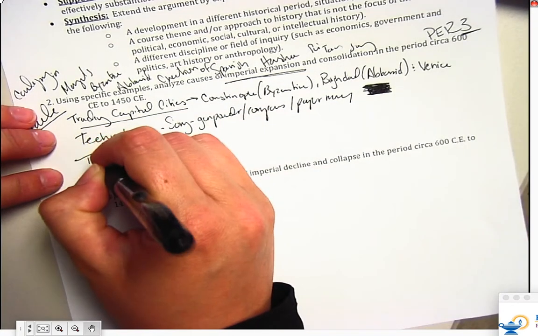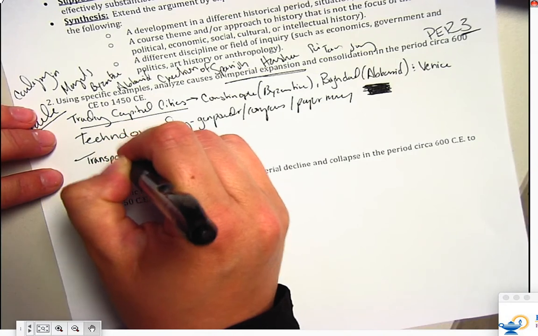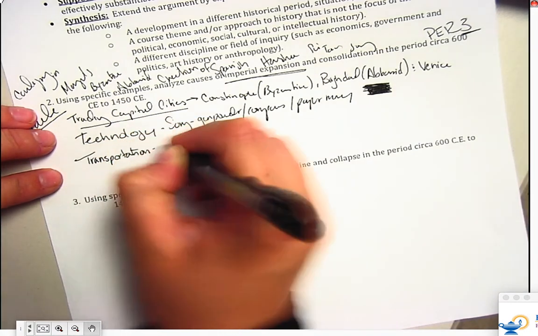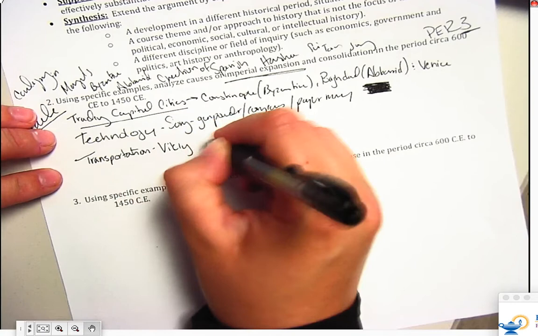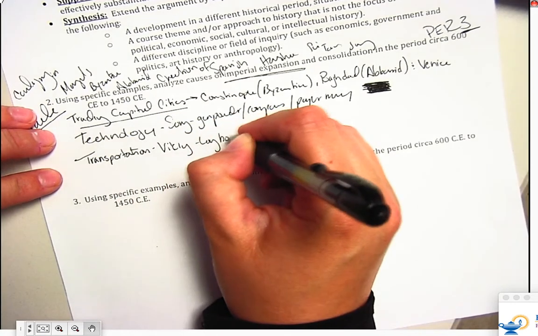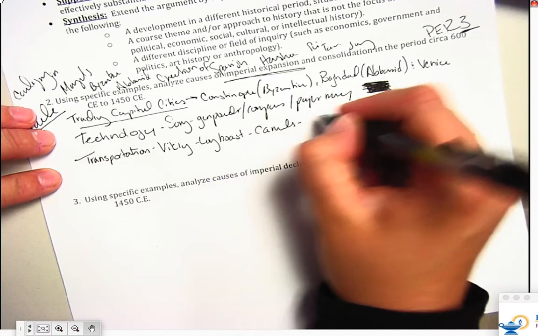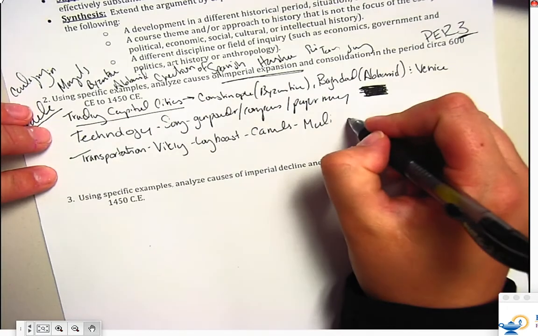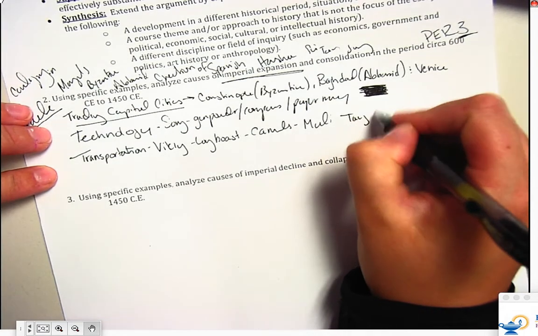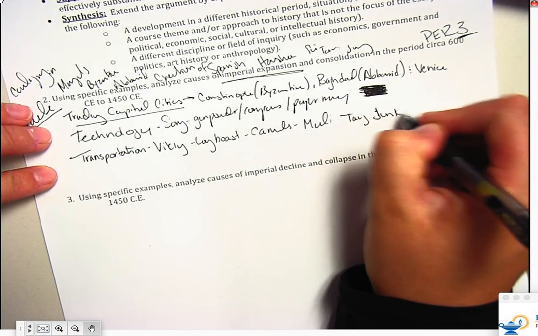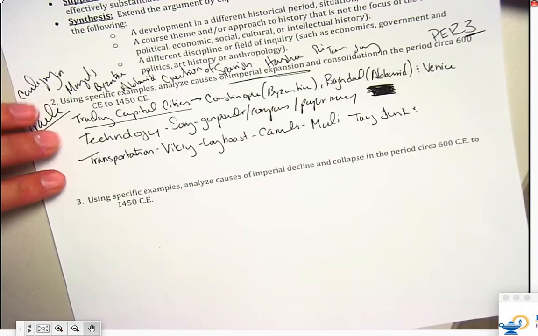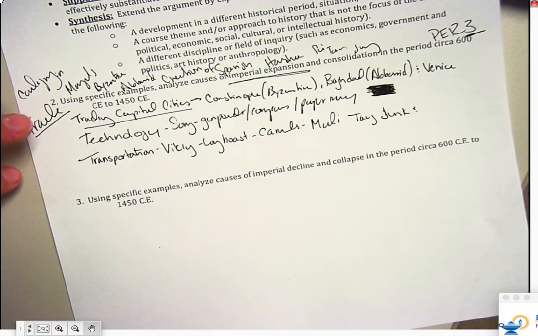Like a new topic. Easier access. And faster. Transportation. Viking longboats. You guys put camels there, I guess. Camels. Okay, what else could we use for transportation? The Tang. We got the junks with the Tang. Okay.